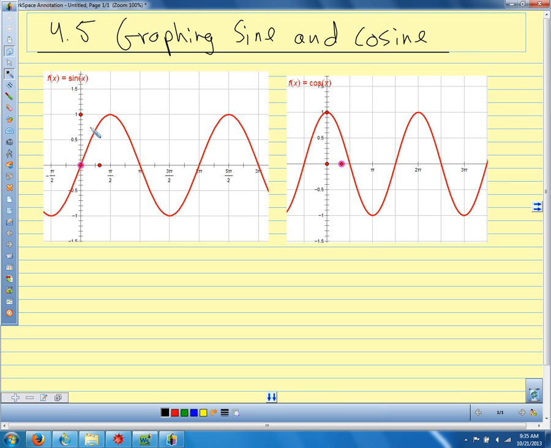We know, we've talked about this before, we know that the period of these functions is what? When do they repeat? 2 pi. We go around the unit circle and we repeat. So our period is 2 pi for both of these.